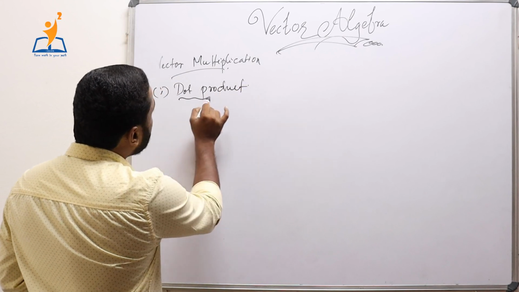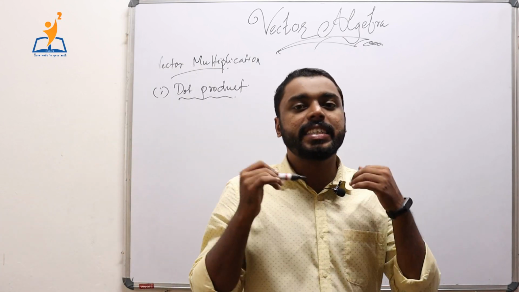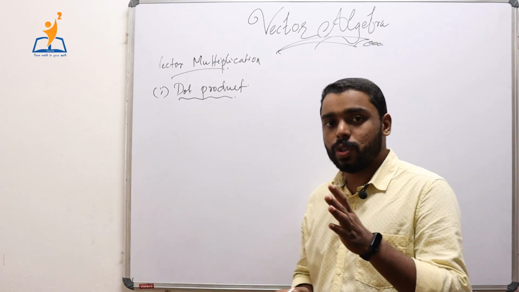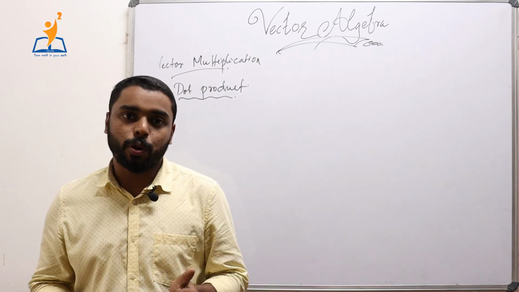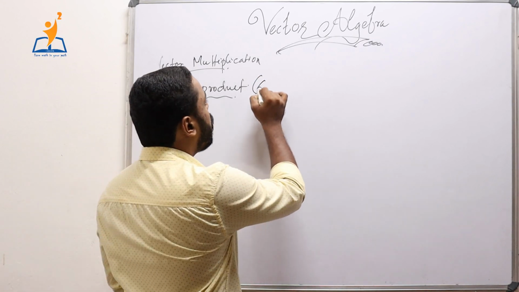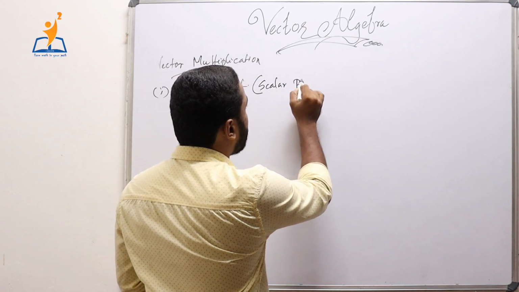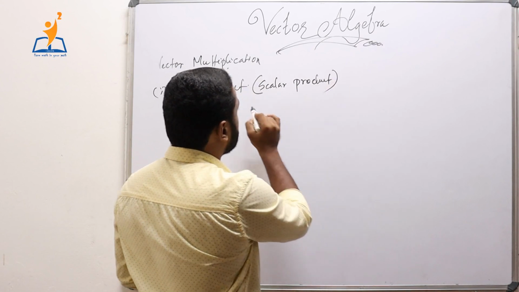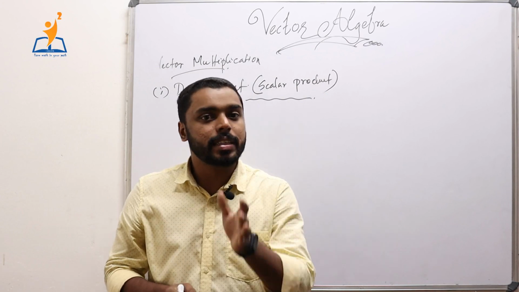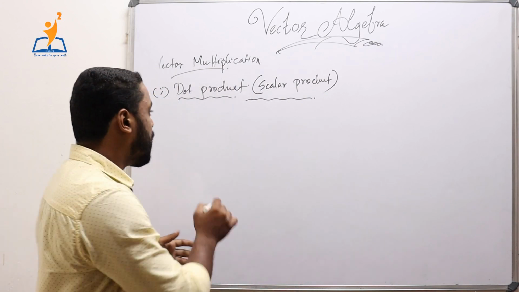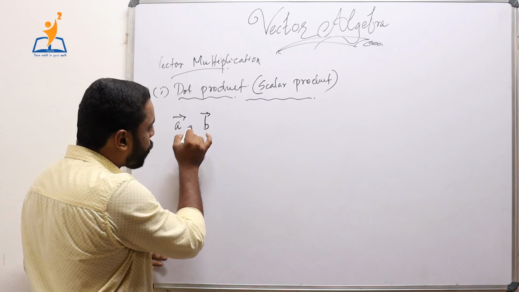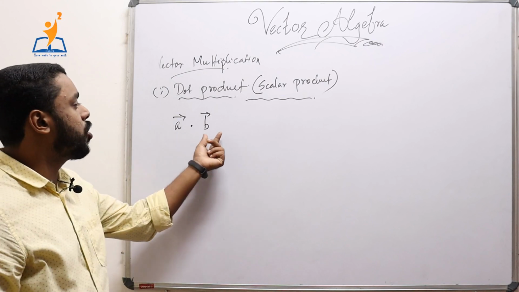The dot product is one type of vector multiplication, where we evaluate the product of two vectors. So there are two types of vector multiplication, dot product as well as cross product. The first one is the dot product, or we also call this the scalar product of two vectors. Whenever we are given two vectors a and b, the dot product is denoted by vector a dot vector b.